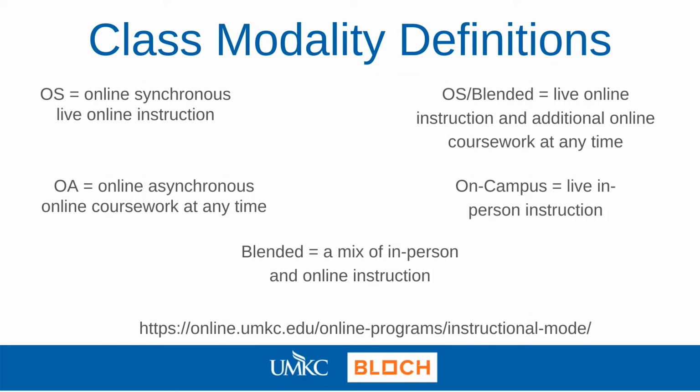OS/blended will be where students log into a Zoom classroom on a given day and time for 1 hour and 15 minutes of live online instruction, and then complete online work for the course at their convenience throughout the week. On-campus classes will meet physically on campus once a week for a 2 hour and 45-minute class session, or they will meet on campus twice a week for 1 hour and 15-minute course sessions. And finally, blended classes will meet on campus once a week for an hour and 15 minutes of live class instruction, and then students will complete online work for the course at their convenience throughout the week.